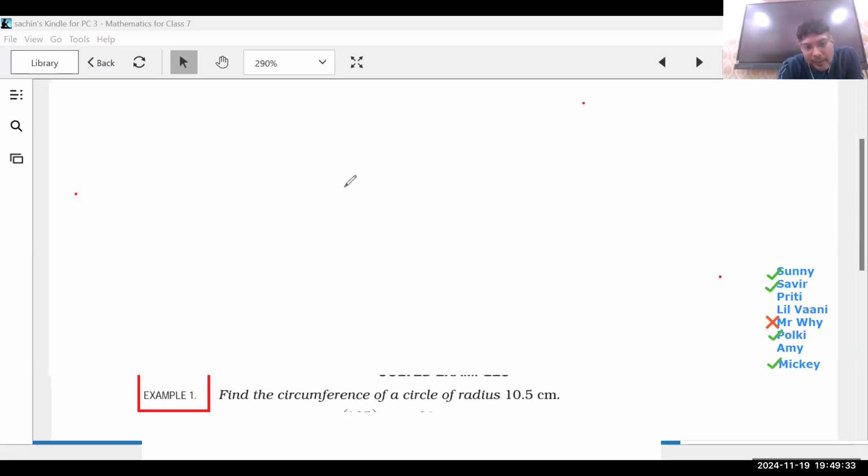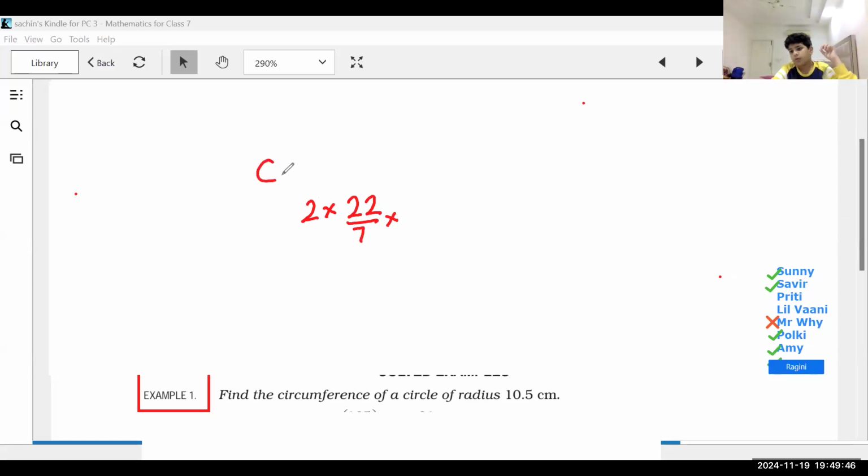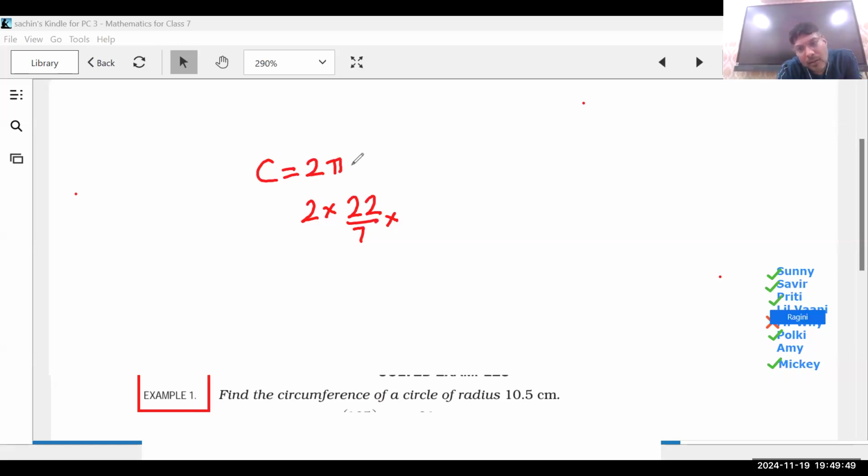Advait, what value of pi did you take? So 3.14. Son, what was in the question? What did I tell you: if nothing is given, you will take 22/7 by default. We will use C equal to 2 pi r. So C is equal to 2 into 22/7 into 10.5, which is 1.5, which will be 1.5 into 2 is 3, 3 into 22 is 66 centimeters.